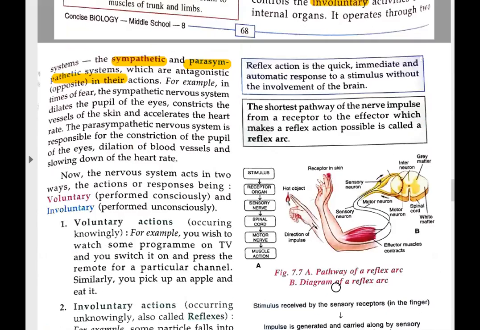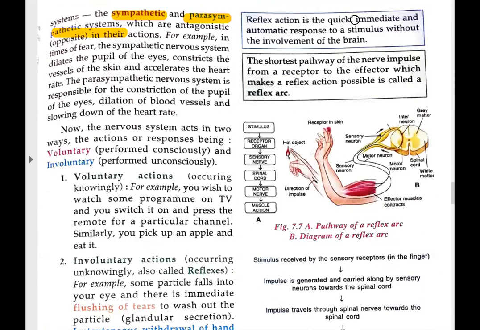Yes, ma'am. Okay, so reflex actions are usually quick, immediate, and automatic responses to a stimulus without the involvement of the brain. The shortest pathway of the nerve impulse from a receptor to an effector, which makes a reflex action, is called a reflex arc. Like how the information is going.